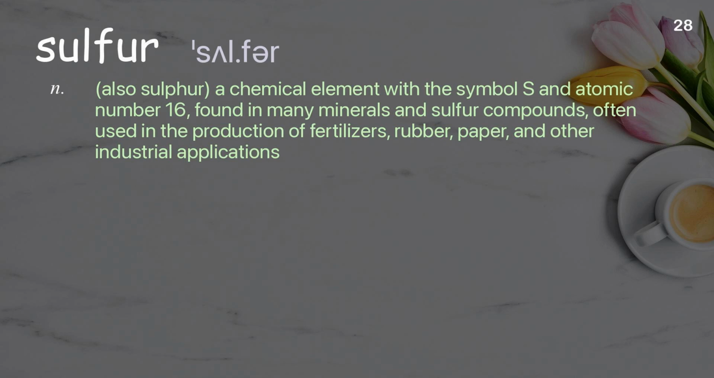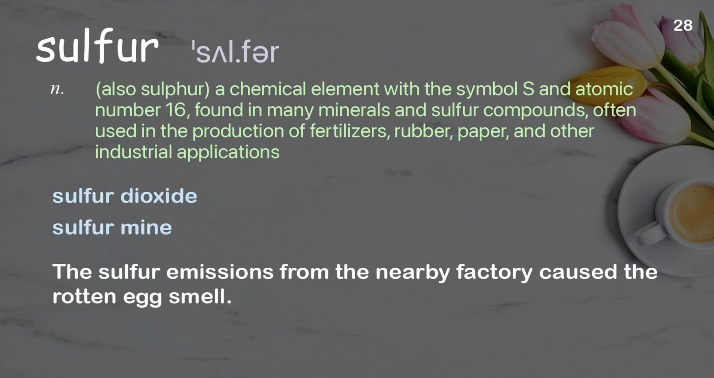Sulfur. A chemical element with the symbol S and atomic number 16, found in many minerals and sulfur compounds, often used in the production of fertilizers, rubber, paper, and other industrial applications. Examples: Sulfur dioxide. Sulfur mine. The sulfur emissions from the nearby factory caused the rotten egg smell.